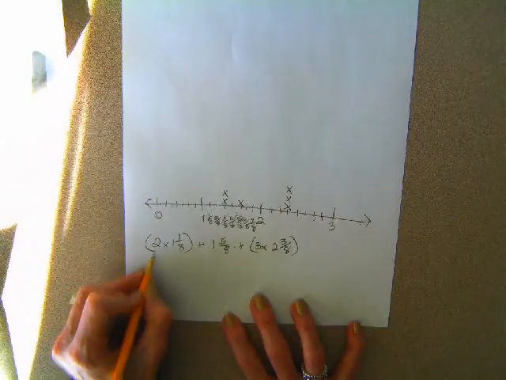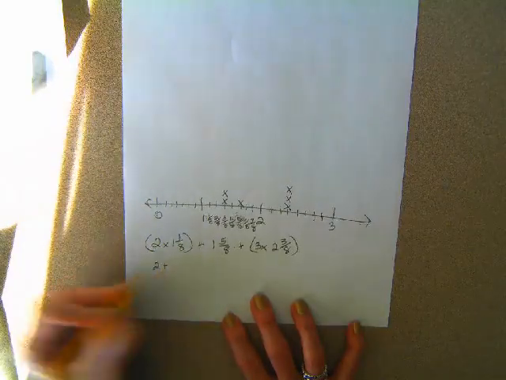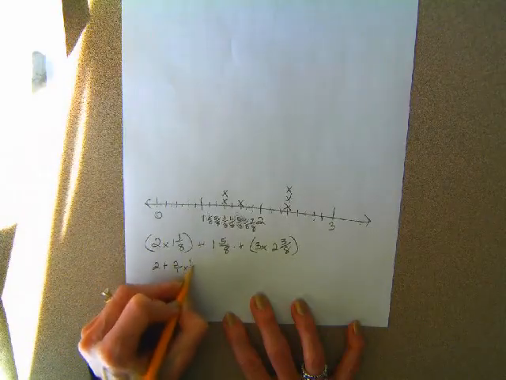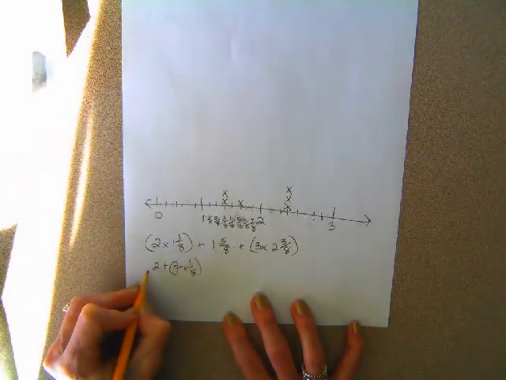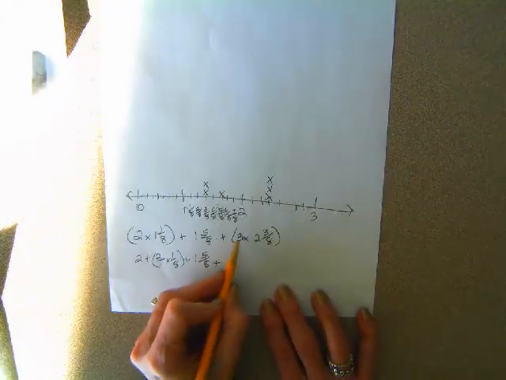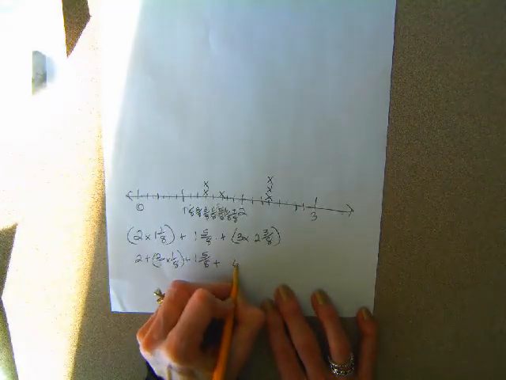I could say 2 times 1 is a 2. 2 times 1/8, I can just do it like that. Then I put my 1 and 5/8 down. And then I can say 3 times 2 is 6.